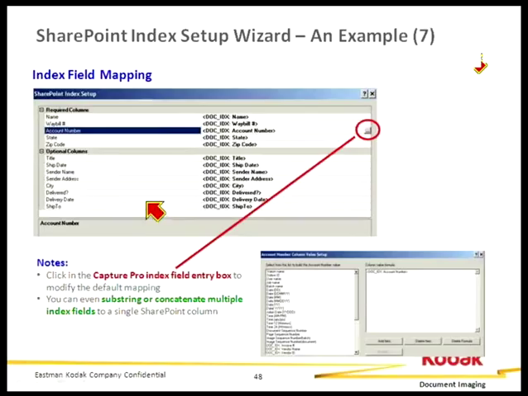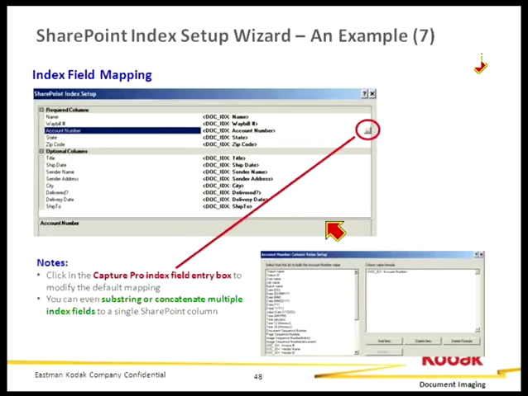Now notice that this mapping doesn't have to be this one-to-one default. I may have a field in SharePoint that could be made up of more than one index field in Capture Pro. I may decide to key in, let's say, three different fields, and that's going to wind up being a single field in SharePoint. So in that case, I would remove the mapping from an index field, and I would click on this little button here. If I click in the entry box for a Capture Pro index field, I can modify the default mapping for that column in SharePoint.